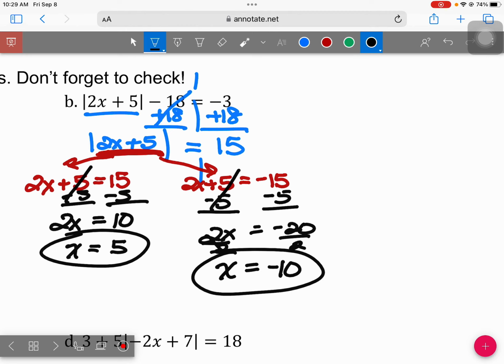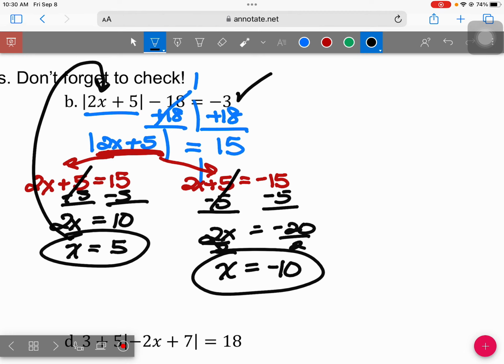If you substitute it in, let's do this mentally. 2 times 5 is how much? 10. 10 plus 5 is? Guys, we can write it out or we can do this orally. 2 times 5 is 10. 10 plus 5 is? 15. Absolute value of 15 is 15. 15 minus 18 is negative 3.